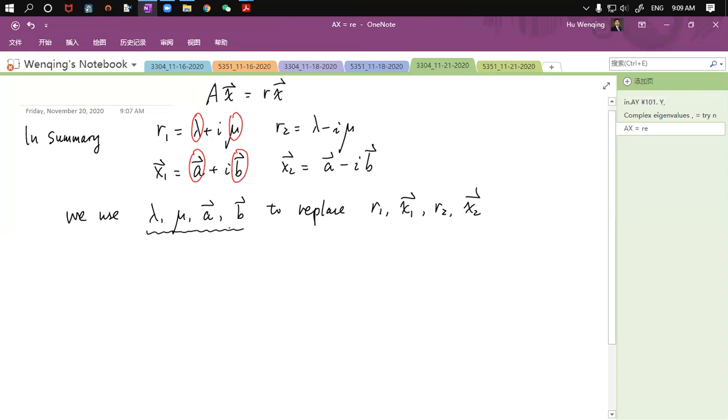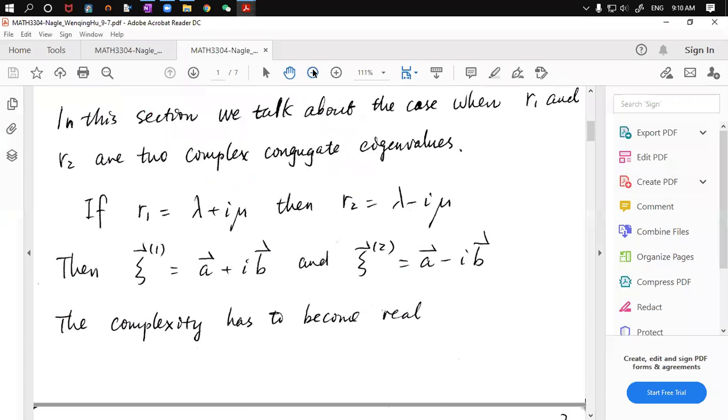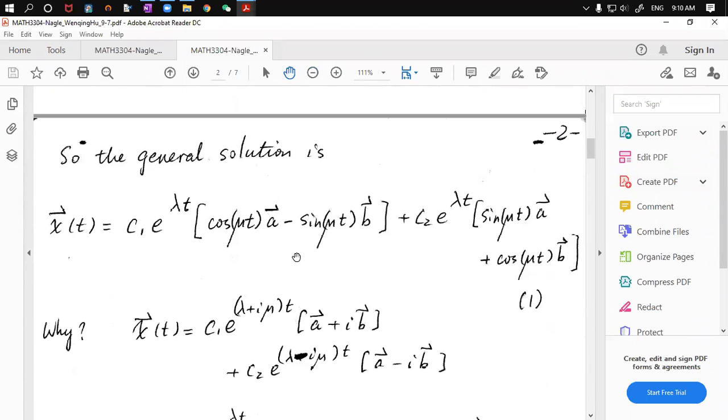Okay, so you want to use lambda, mu, A, B to represent your solution, but here you can see that lambda, mu, A, B is equivalent to R1, R2, X1, X2, because from R1, R2, X1, X2 you can recover lambda, mu, A, B and vice versa. Is that good for everybody? So therefore, the general solution has a very nice formula, something like this.